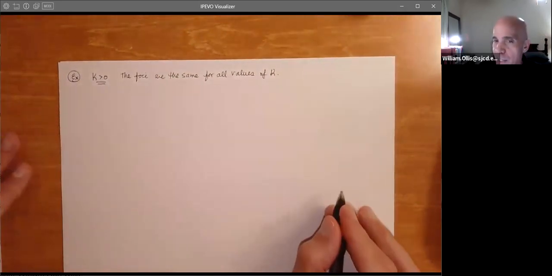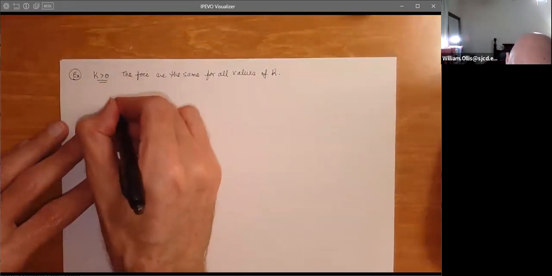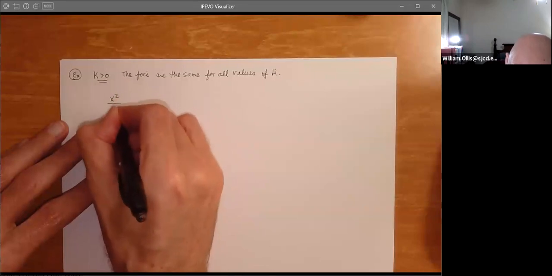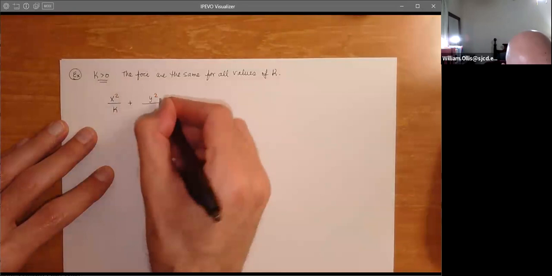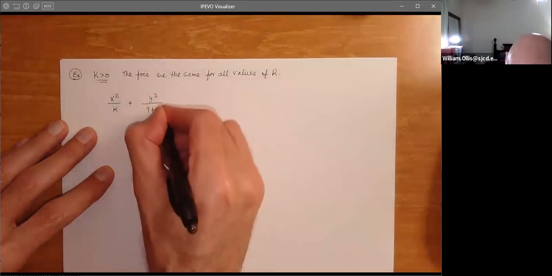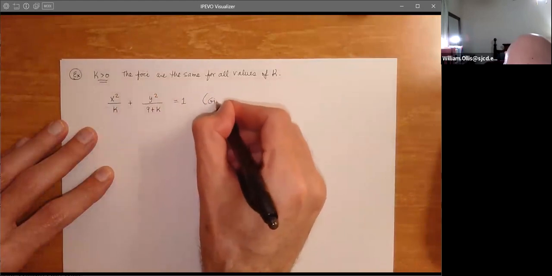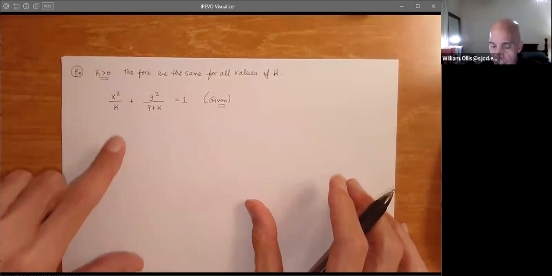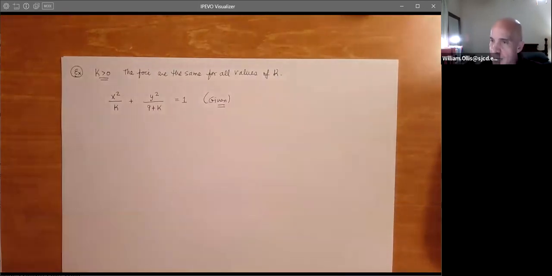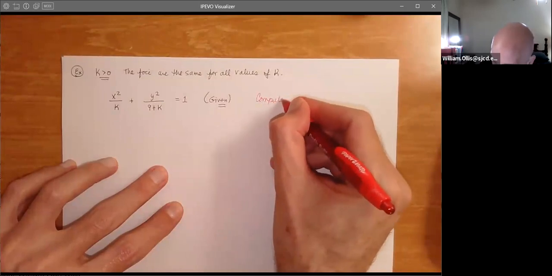And what's neat about this is that we just use the theory of the ellipse. And so when we write this, we have x squared divided by k plus y squared divided by 9 plus k equals 1. This is the given. So what's interesting about this, and you can actually test this out, the problem here is compute the foci.